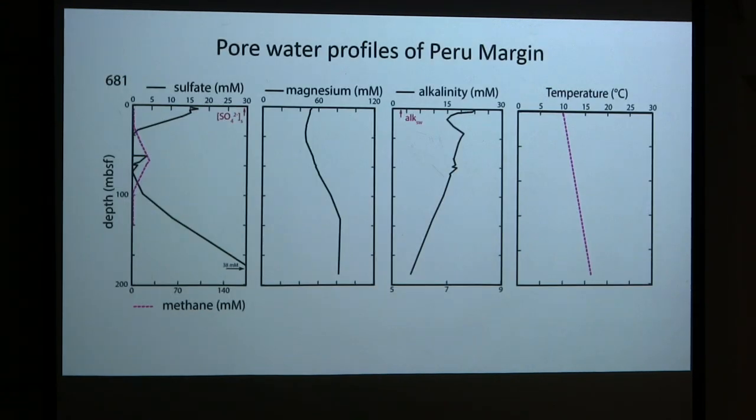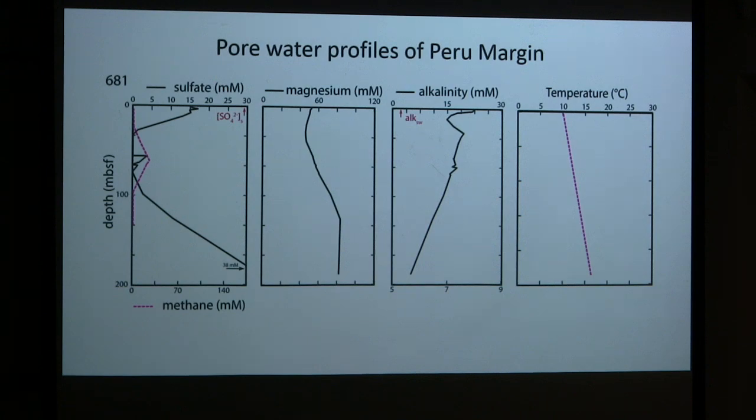Pore water profiles of this area. Again, we see sulfate already being drawn down by the time the samples were taken. Sulfate reduction is occurring, methane is being produced. These trends look a little funny because of the nature of this site.